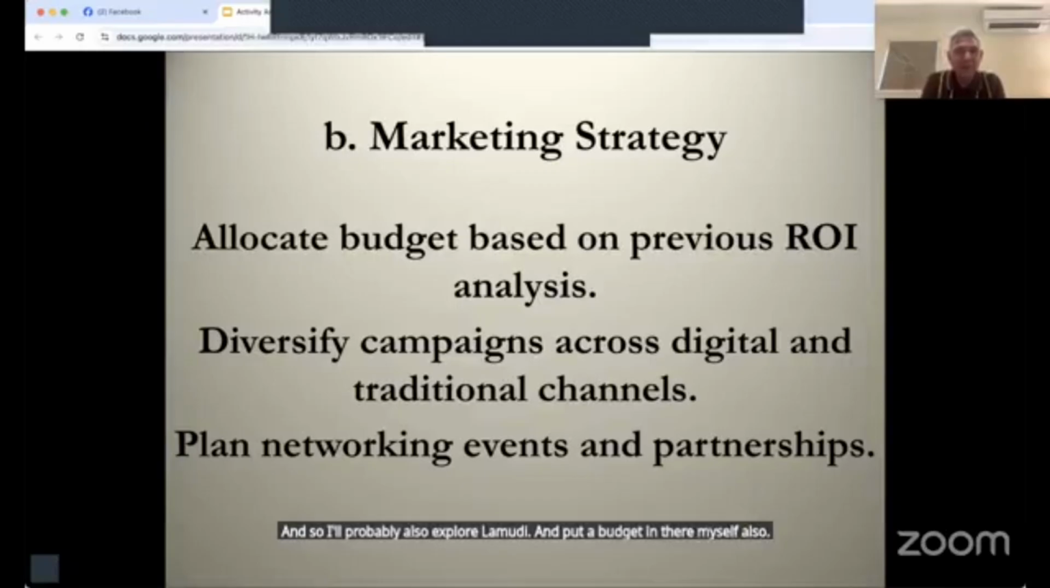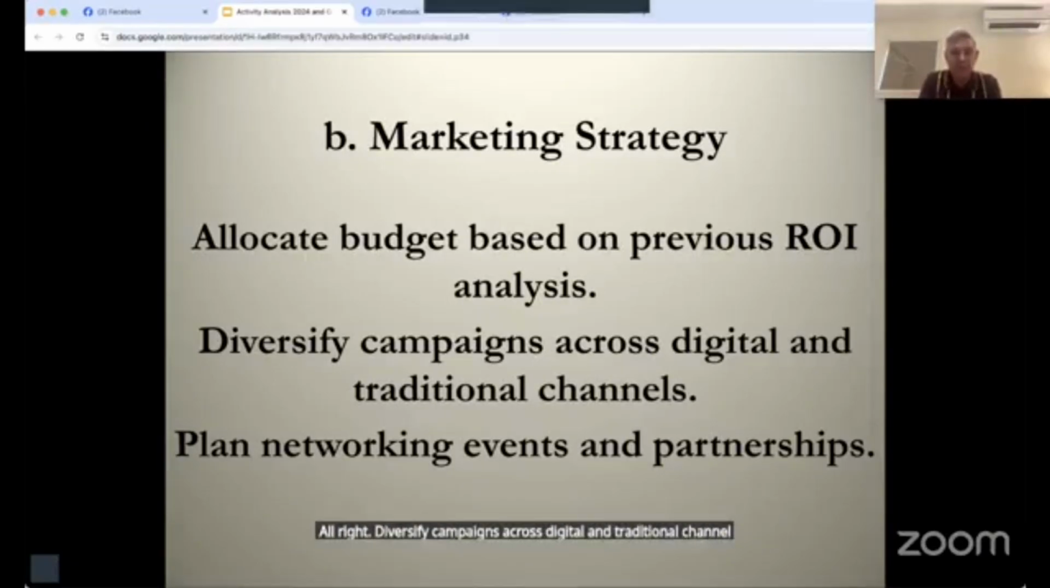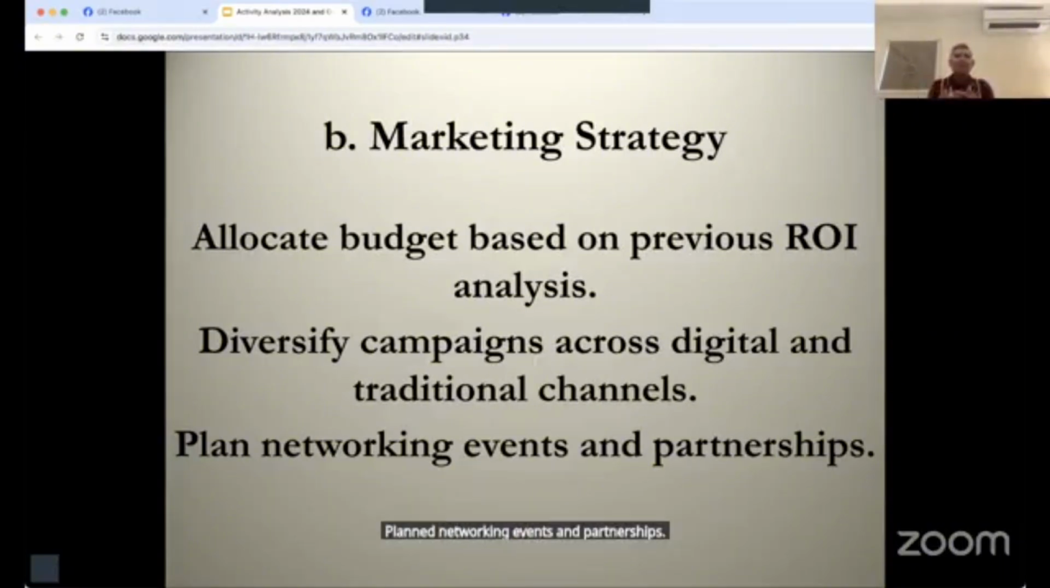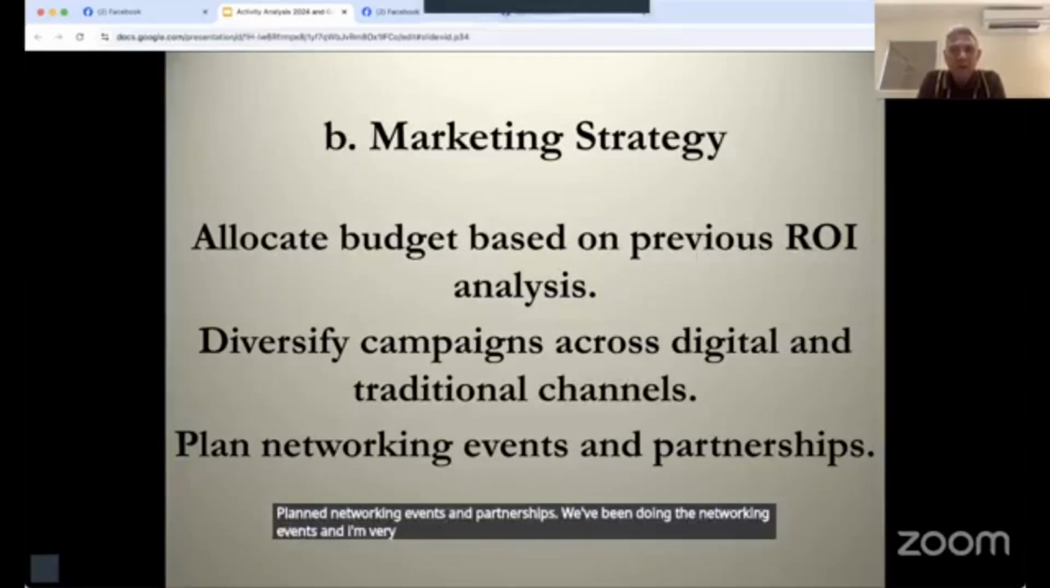Diversify campaigns across digital and traditional channels. So that's just what I said. Plan networking events and partnerships. We've been doing the networking events, and I'm very proud to say that we've helped a number of brokers, and they too have helped us.